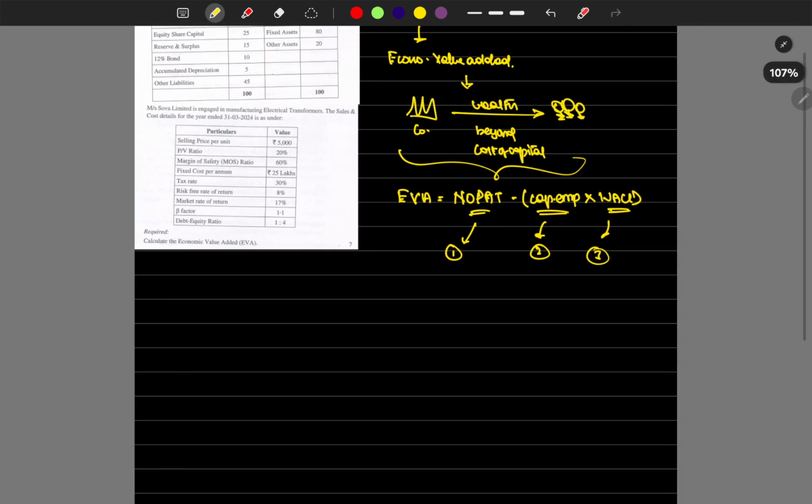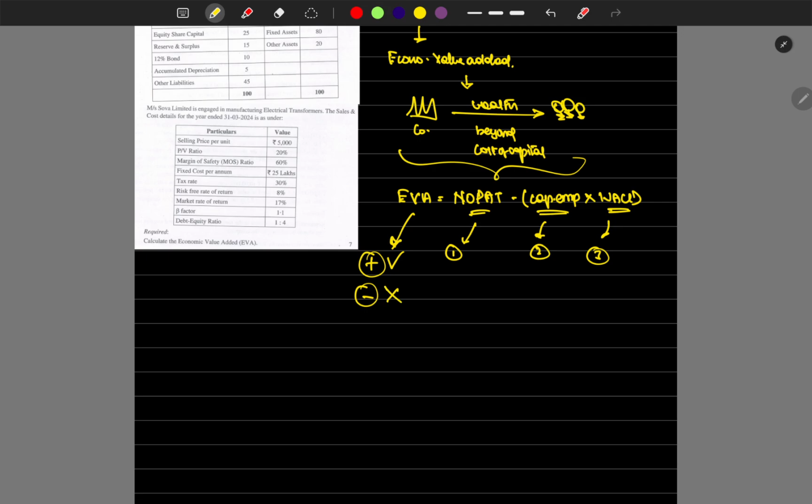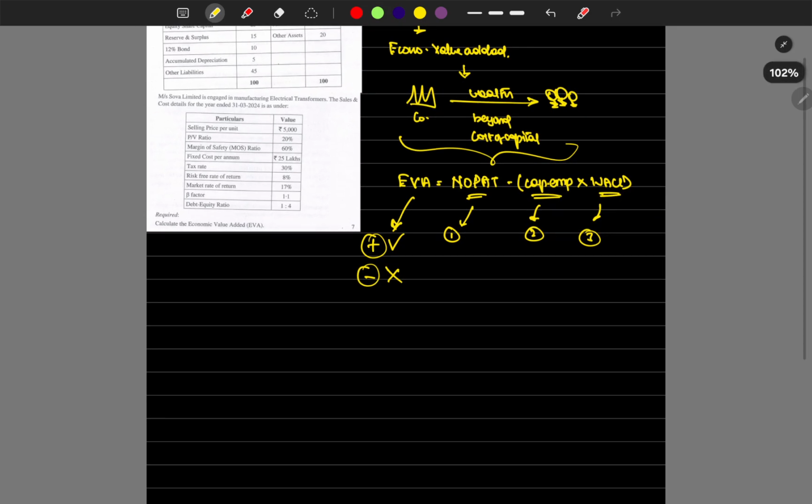What does it mean by EVA? EVA is the method to know whether wealth has been created or not. If there is a positive balance of EVA, then wealth has been generated. If there is a negative EVA, shareholders' wealth has been destroyed. A positive balance of EVA is good, a negative balance of EVA is bad.